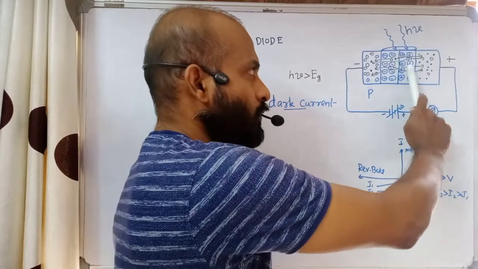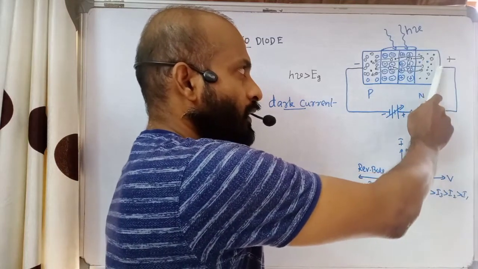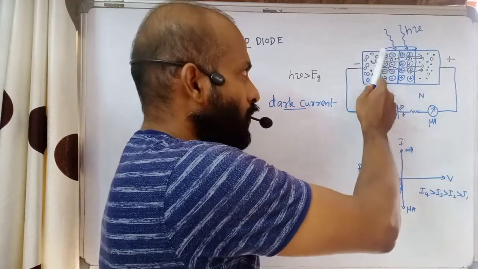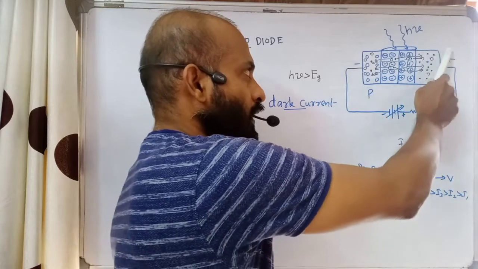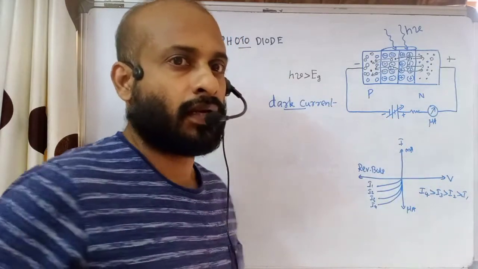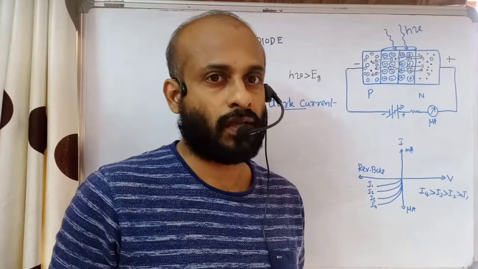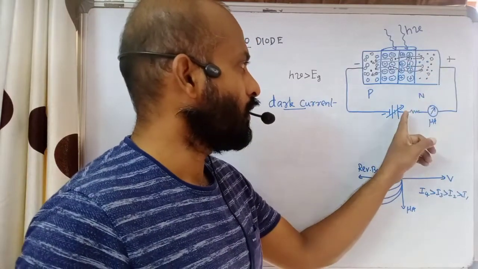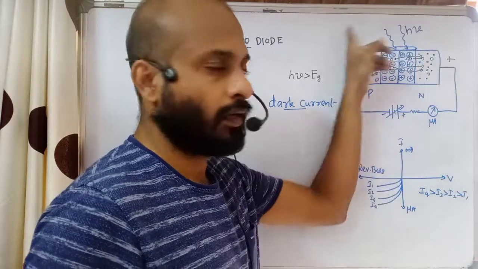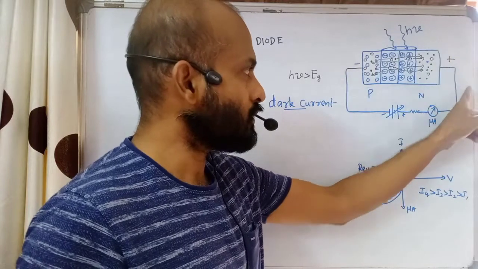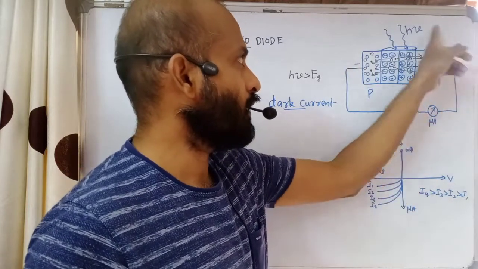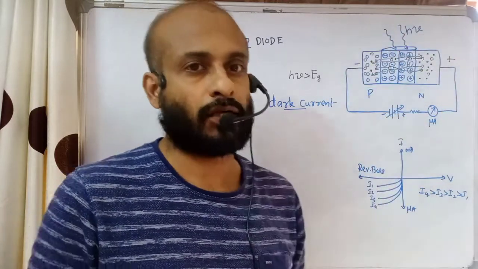Okay, so electrons are swept to the N side. The number of electrons increases here, and the number of holes also increases here. This will create a potential difference. It will create a photovoltage. Now current will start to flow from the positive side to the negative. Electrons will move like this. Conventional current direction will be like this, from positive to negative.